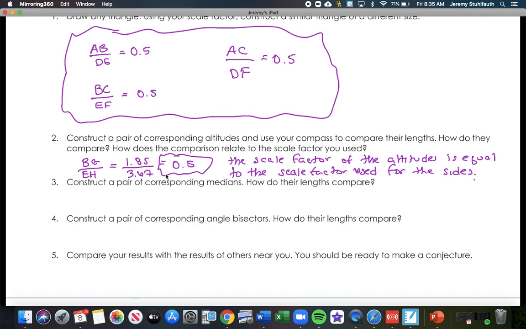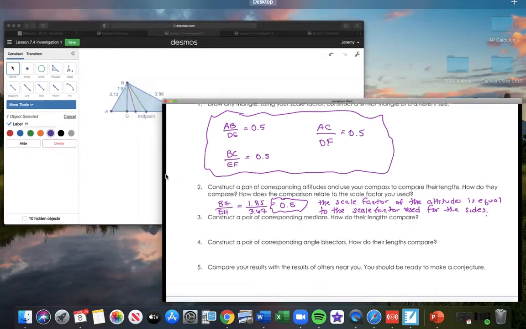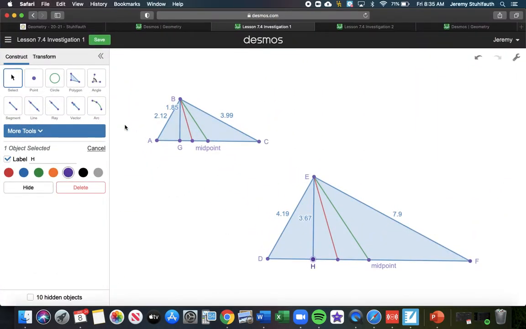Okay. Now we're going to take a look at the medians and the angles, or angle bisector. Okay. So if we look at the median, I'm going to hide this number here. The medians here are going to be the green, so we'll label that 2.24 and 4.43. Oops, unhide. So again, our medians, we'll label, so say this is I, and we'll label this J. So our medians are BI and EJ.